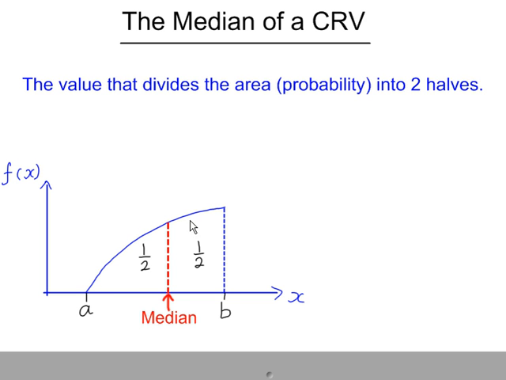So for instance, if you have a look at this probability density function, the median, the value that's there, divides the total area underneath the curve, and the total area underneath the curve is 1, but it divides it into two equal halves. So you've got half on this side and you've got half on this side. So you can use some simple integration and you can work out the value of the median, because you know what the area is equal to. It's a half.